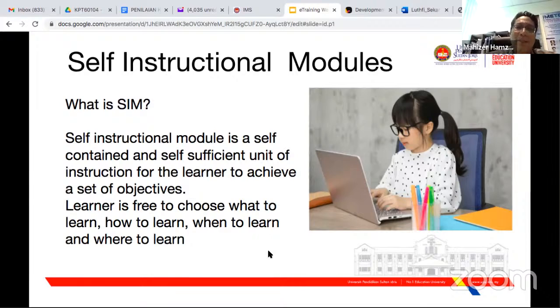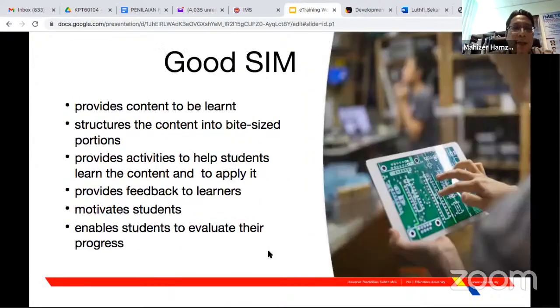Okay, because the SIM is for self-learners, how to learn depends on them: where, when, and how they want to learn it. But when we talk about training and learning, there must be an assessment and evaluation. Okay, a good SIM must provide the content to be learned.